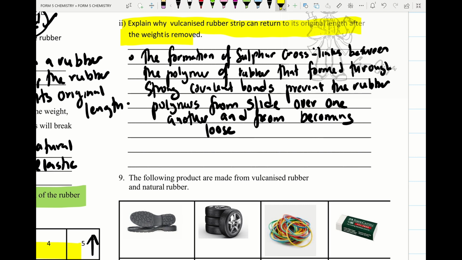Explain why the vulcanized rubber can return to its original length. So the answer: the formation of cross-links between the polymers of rubber that form through strong covalent bonds prevents the rubber polymers from sliding over one another and from becoming loose.